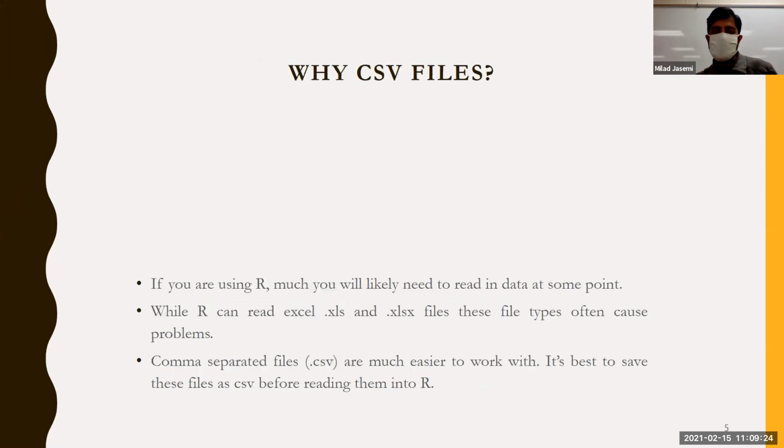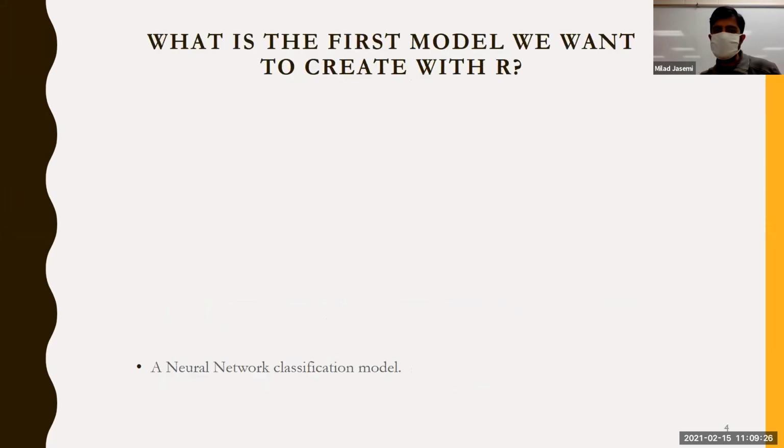So the answer to the question of what is the first model we want to create with R is a neural network classification model. We are going to make it using some real data, and you will see how helpful R is in doing all this.